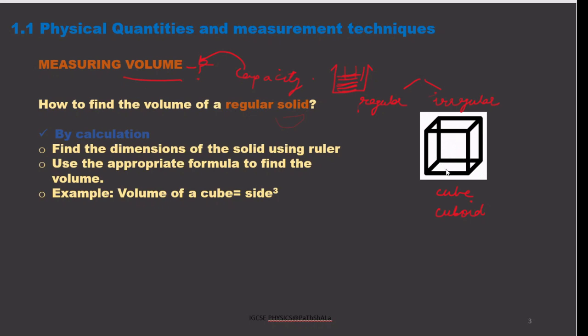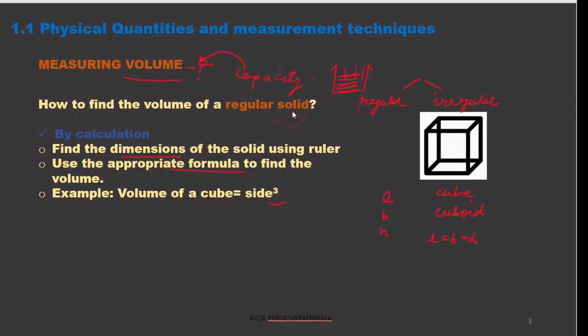I want to find the volume of this particular cube. Simply I will find its dimensions using the ruler. We have learned how to use a ruler. I will take the dimensions of this cube, that is the length, the breadth and the height, and simply use the appropriate formula for that particular shape to find the volume. In this case, for a cube, everyone knows the volume of a cube is side cubed. So that is length into length into length, because in a cube, length is equal to breadth is equal to height.